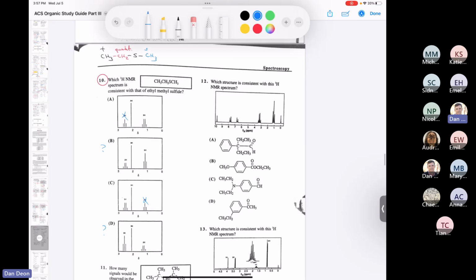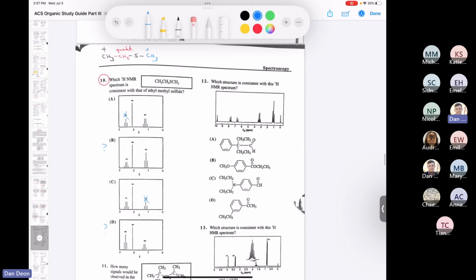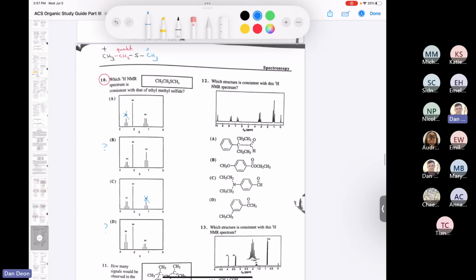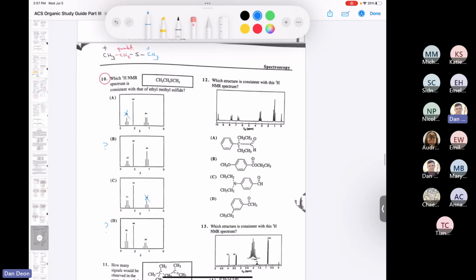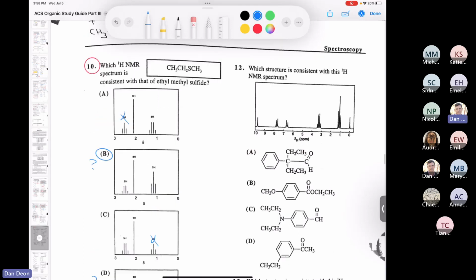Now, one of them has a singlet a little bit above 2, and the other one has a singlet a little bit above 2, so I can't use that. But which one looks the most reasonable? They both have a quartet that integrates for 2 protons in B and D. But if you look at B, the quartet that integrates for 2 protons has a higher chemical shift, right? Which makes sense because it's next to a sulfur, so it should be the most deshielded. And so the answer would be B. Give me a thumbs up if you follow me on that one.